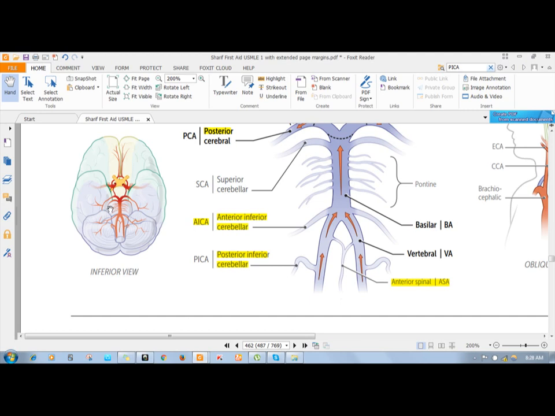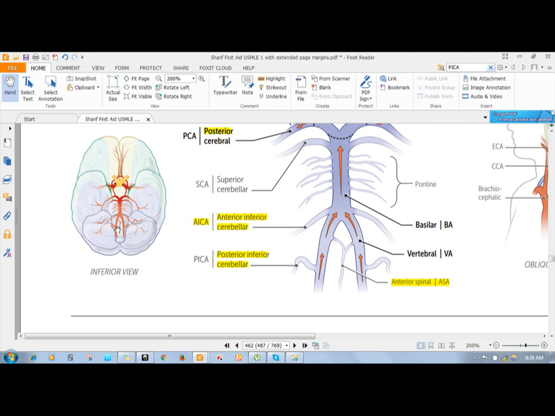Another important thing that I forgot to mention is the vestibular nuclei. The vestibular nuclei also lie along from the pons to the medulla. If you have damage of these vestibular nerve nuclei, it's going to cause vomiting, vertigo, and nausea. This is also common for both AICA and PICA syndromes.